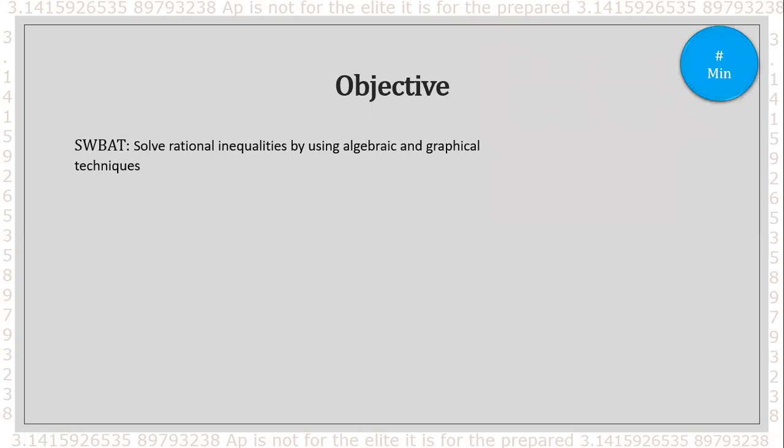All right, so we're doing pretty much the same thing as in the lesson before, but now we're going to be working with rational functions. So keep in mind, you might have holes, you might have vertical asymptotes, and for sure you're going to have x-intercepts. Okay.